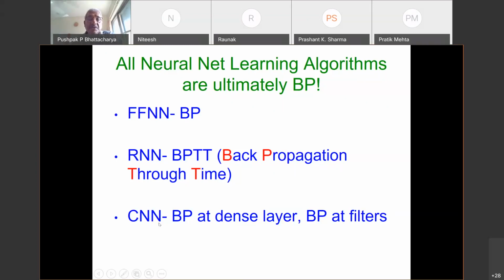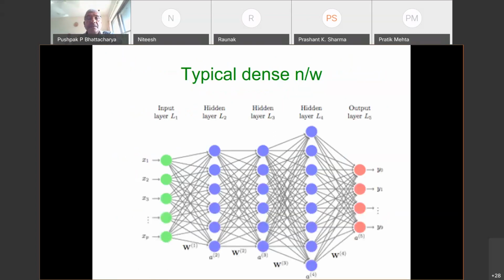What about convolutional neural network? Does it use backpropagation? It does. Backpropagation is there at the final stages of processing when there are dense layers, and also in pooling layer and convolution layer. So everywhere you have to change weights, and it is backpropagation which is at work.